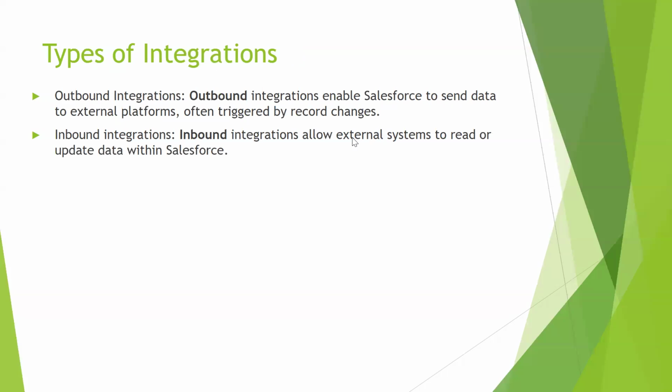So, types of integrations: the outbound integration and the inbound integration. Outbound integration enables Salesforce to send data to external platforms, and it is often triggered when a record changes. We can also change the records: whatever existing records we have, we can update those records, I mean that data as well, with the help of the outbound integration.